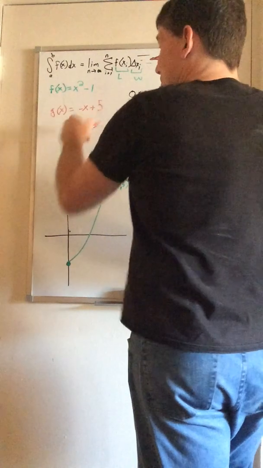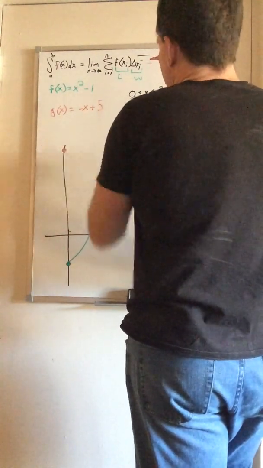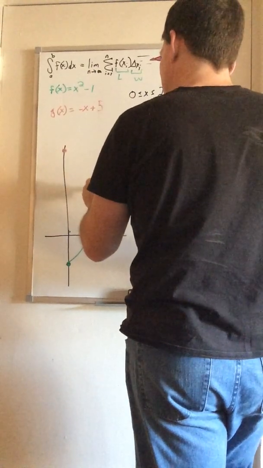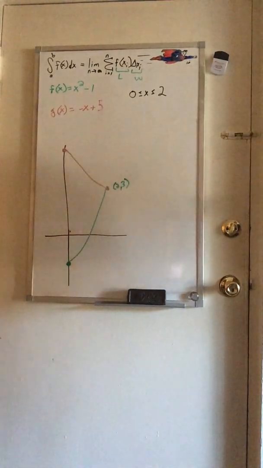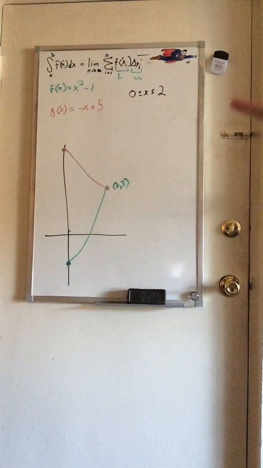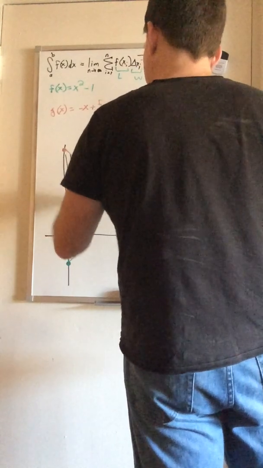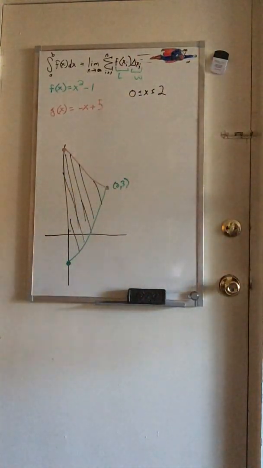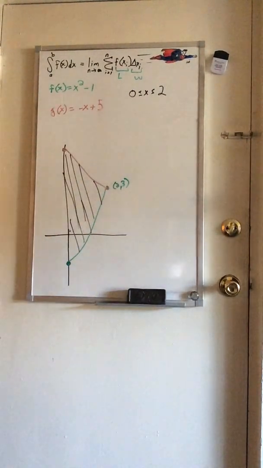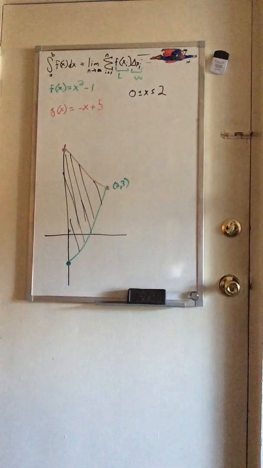For this one, at 0, I get 5 minus 0, which is 5. And at 2, I get 5 minus 2, which is 3, right here. And I get that right there. Now I want to find the area between them, which is all of this. And now we have one potential problem. This is above the axis, this is below the axis.